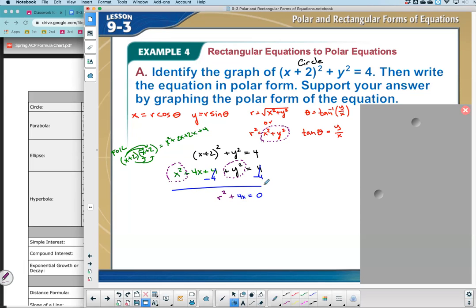Now, I'm not done yet. The reason I'm not done is because I still have x and y's, and I'm trying to get to polar form. Polar does not have x and y's, it has r's and thetas. So now I look at this and I say, okay, what does this have that's unique across the equations? Specifically, this has an x right here. Which formula do you think we should use if it has an x?